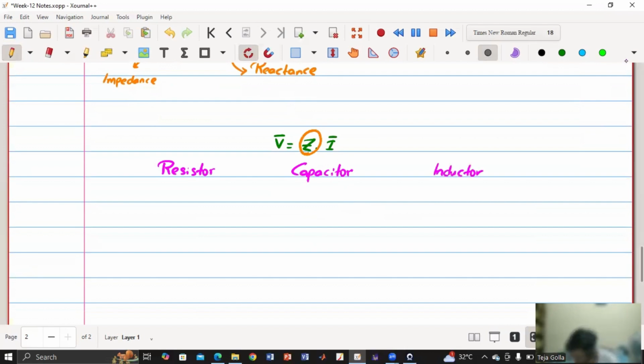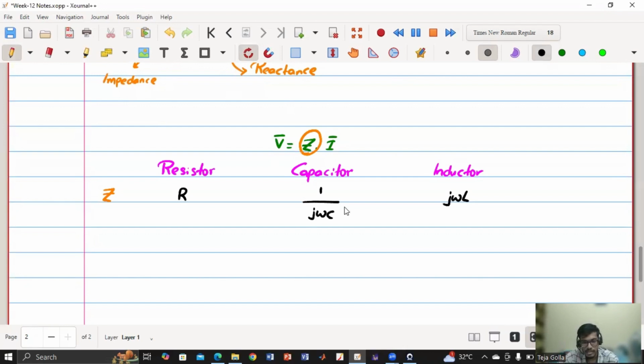So we are finding the value of Z here. What is the value of Z? R, 1 by j omega c. Yes, Roshan, you are right. And for inductor, j omega. Yes, very good. So for resistor, it is R. For capacitor, it is 1 by j omega c. For inductor, it is j omega L.